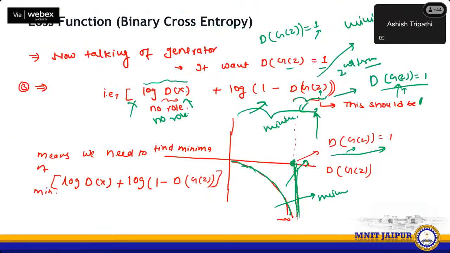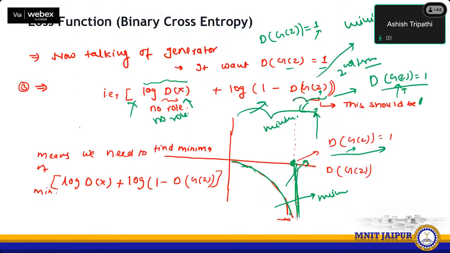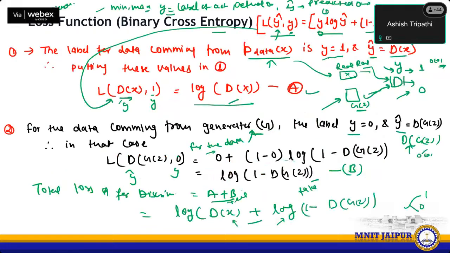Now if we talk about the discriminator model, what the discriminator should do is give the value of D(x), that is for original data, as 1, and for this, as 0. So when this will be 1, because this is the probability, this is the maxima.